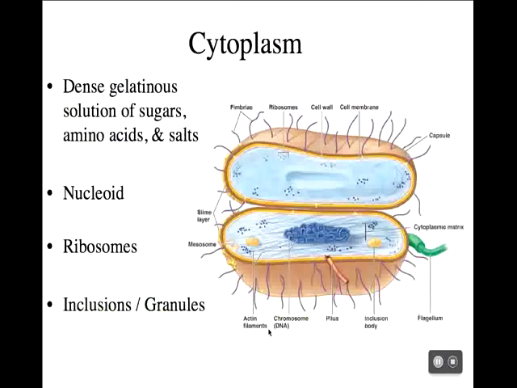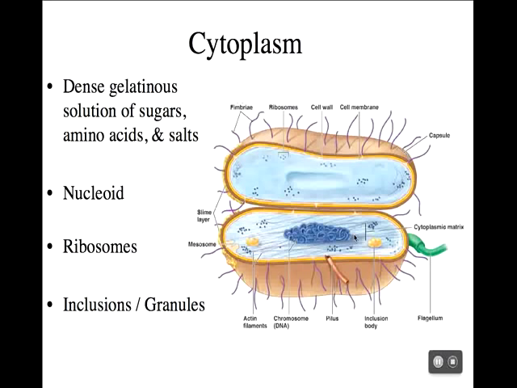All right, moving inside of the cell. We've talked about projections off the surface, the flagella, the fimbriae, the pilus. We talked about the cell glycocalyx and the cell wall, peptidoglycan, and the plasma membrane. Now I want to work inside of the prokaryotic cell. On the inside of the prokaryotic cell is this dense jelly-like solution that we call cytoplasm. The substance that makes up cytoplasm is mostly water, but there are some nutrients dissolved in that jelly solution. You will see sugars and amino acids and salts and all of the things that the cell is going to need for its metabolic function.